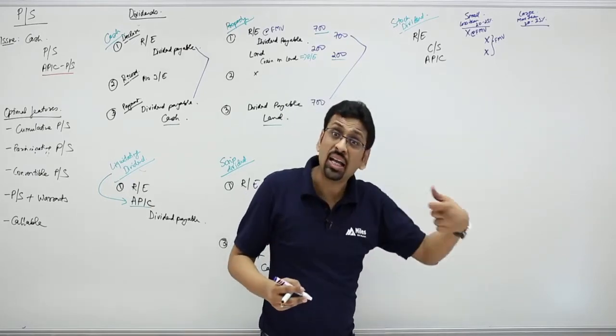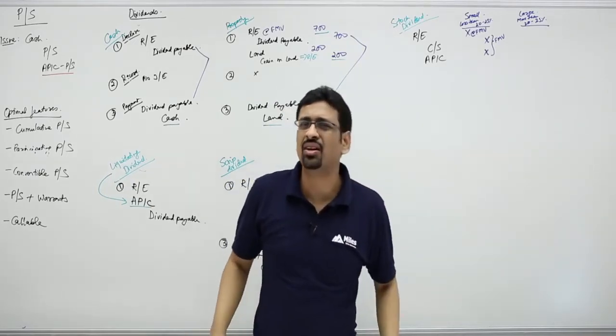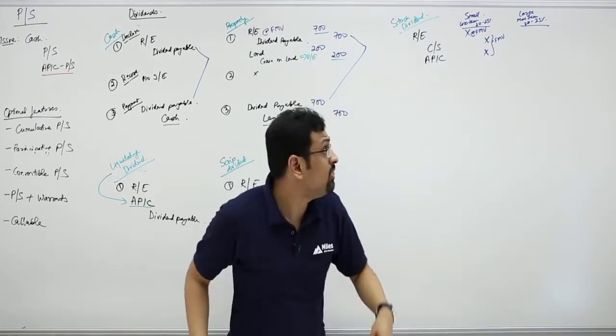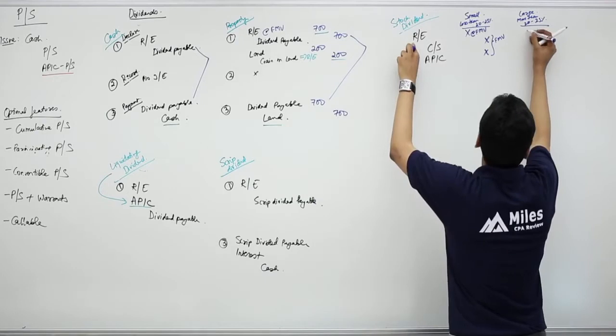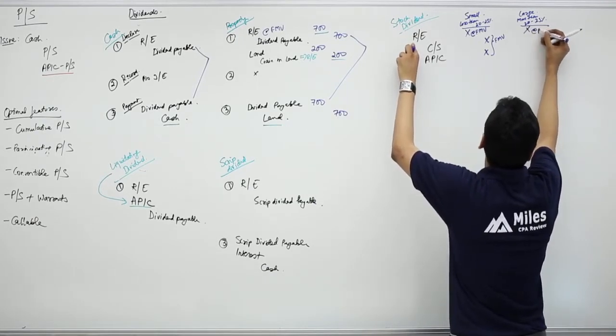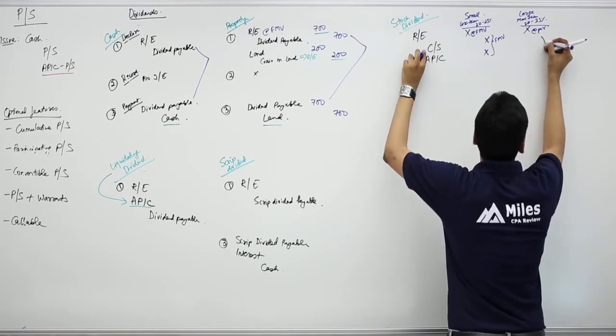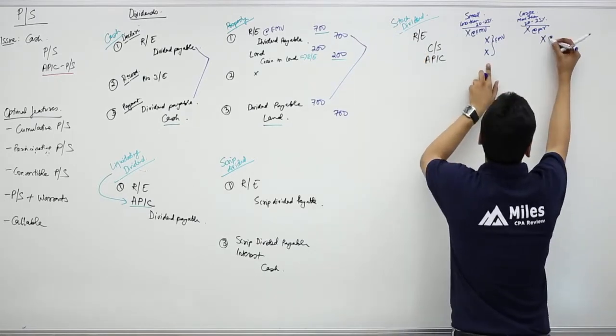But when it's a large stock dividend, then we are not concerned about the fair market value of the stock. We just look at the par value. In that case, the retained earnings is reduced by par value. And the credit to common stock is again at par. So in this case, we don't need any APIC.